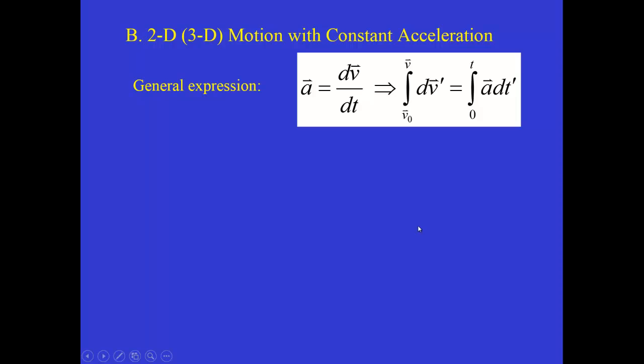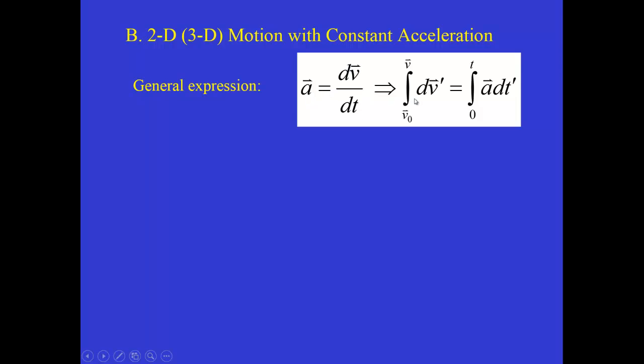Now what about motion with constant acceleration? Are there similar formulas to the ones that we derived for 1-dimensional motion that we can use for 2- and 3-dimensional motion? And the answer, of course, is yes. They just look a little bit different. So the general way of deriving these starts off with the vector equation a equals dv/dt.